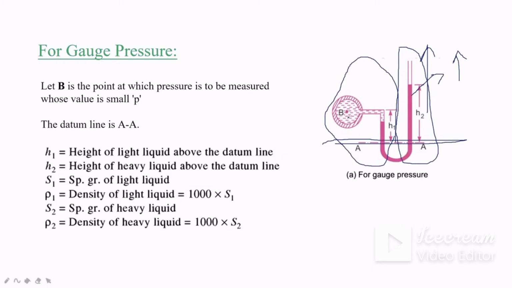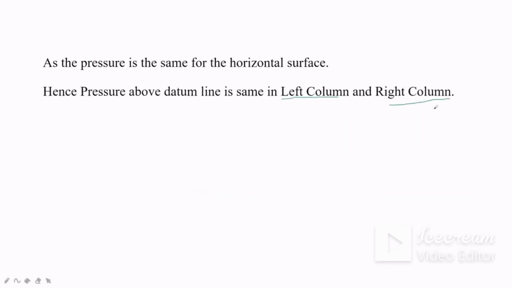So these are interdependent. So what we do is take a datum line. The pressure in the left column above the datum line is the same as the pressure in the right column above the datum line. So this is our assumption and we will do the problem.